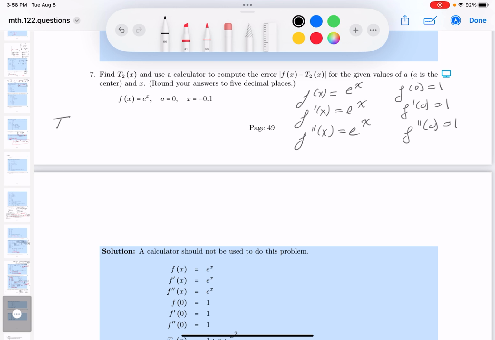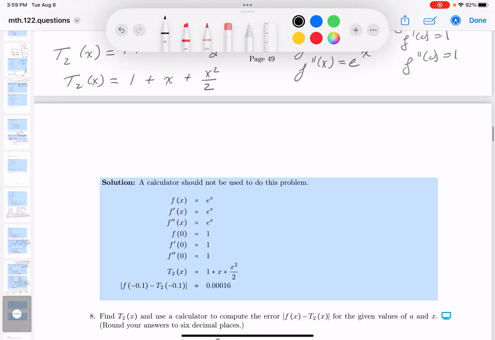What's T2? T2 is going to be equal to 1 plus 1 times (x minus 0), I'll clean this up in a moment, by the way, plus 1 over 2 factorial, which is 2, times (x minus 0) squared. Let me just write that in a little neater fashion. This would be 1 plus x plus x squared over 2. That's T2.